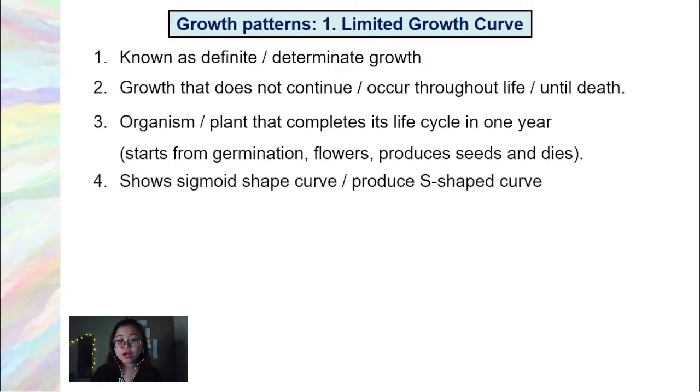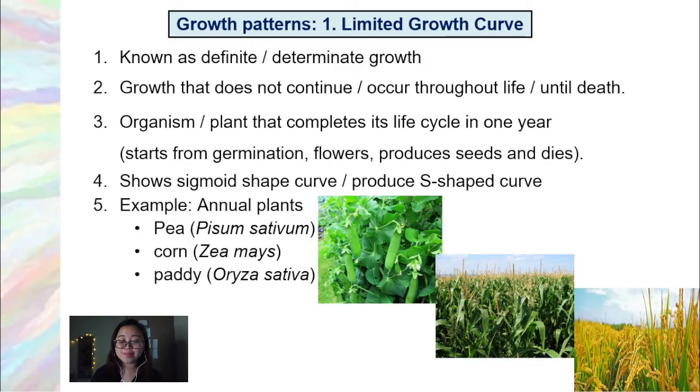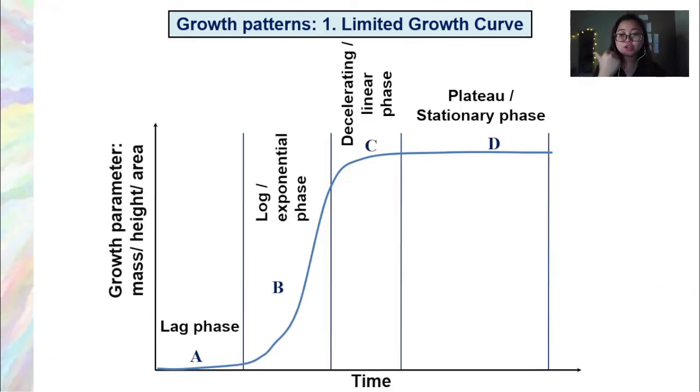The curve or the graph for this one will show a sigmoid-shaped curve or an S-shaped curve. Examples of these are annual plants such as peas, corns, and paddies. So as you can see in this next slide, you have the curve of these annual plants that is exactly the same as the sigmoid curve that we learned about in 10.2. It has a lag phase, a log phase, decelerating phase, and a stationary phase. It's more or less the same, it's just moving with it through the seasons. Okay, so that's pretty much it for limited growth curve.